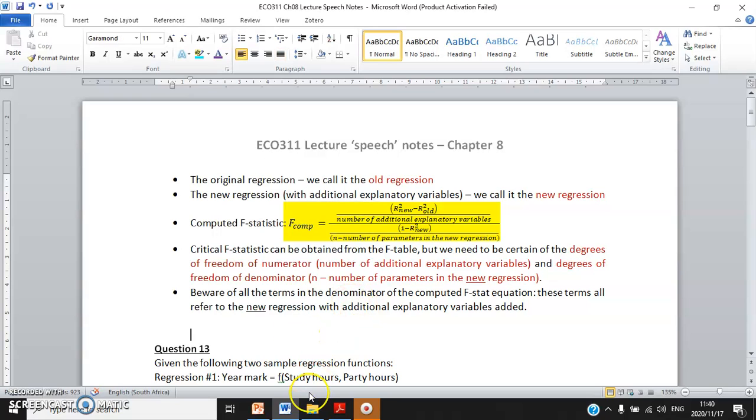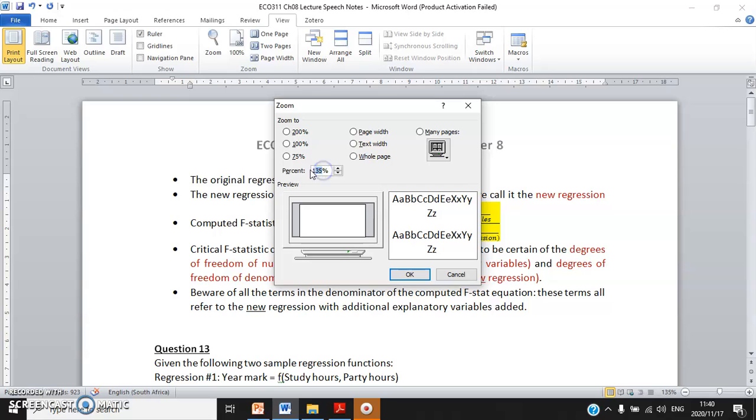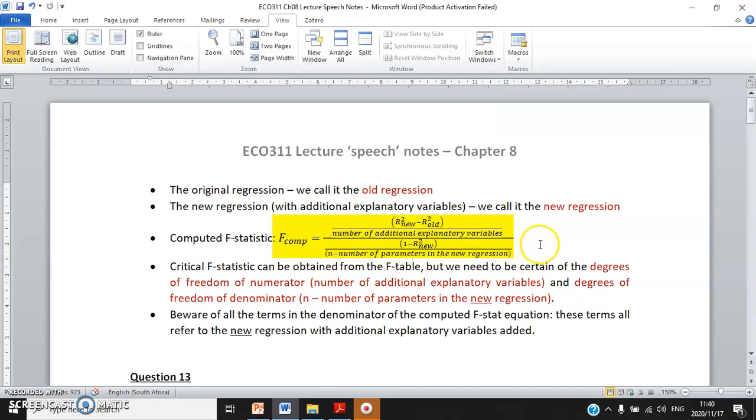So there are certain things you need to know. The original regression, we call it the old regression. Then the new regression with additional explanatory variables, we call it the new regression. And for the computed F stat, I need to enlarge the... Okay, I hope you can see the equation more clearly. The computed F statistic equation: numerator, R squared of the new regression minus the R squared of the old regression, divided by the number of additional explanatory variables added in the new regression.